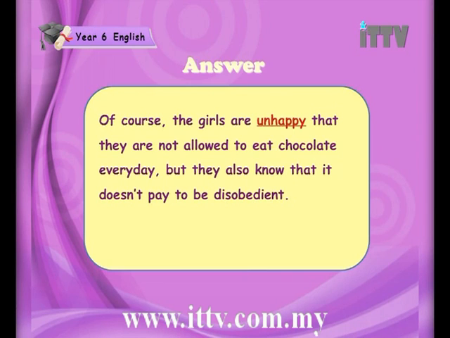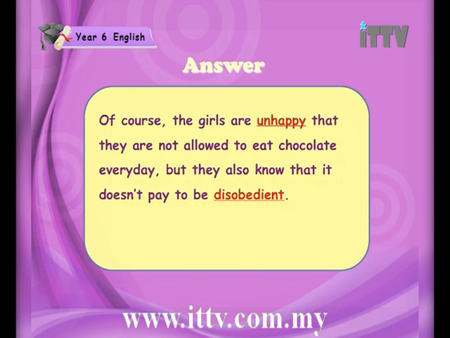Now, unhappy is another word with a prefix. The prefix here is un, and the root word is happy. I hope you have written that down in your table. But they also know that it doesn't pay to be disobedient. Disobedient is another word with the prefix dis and the root word obedient.